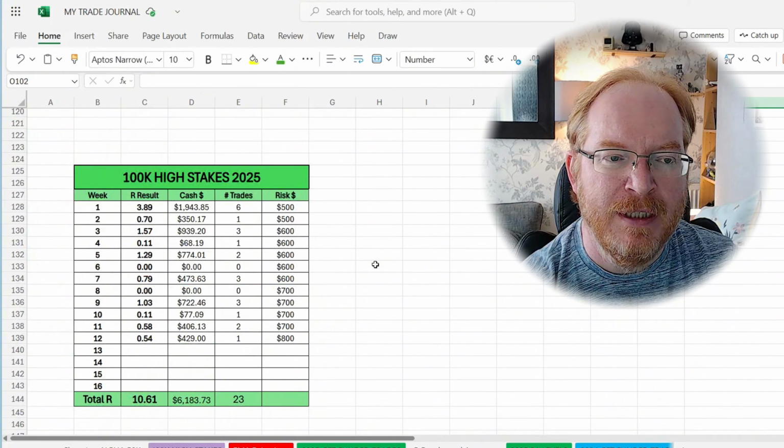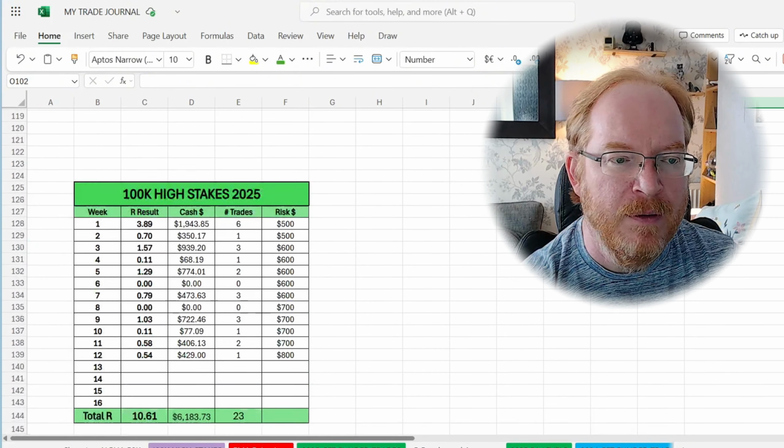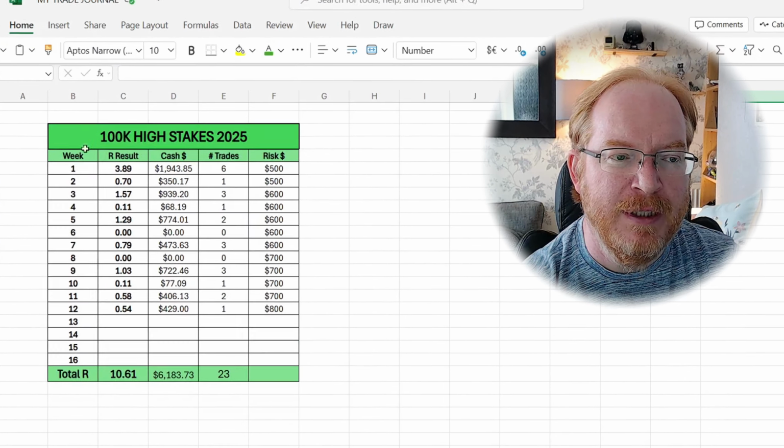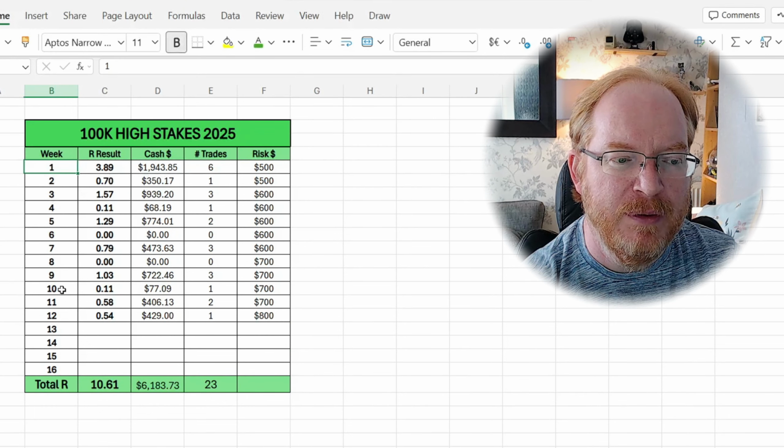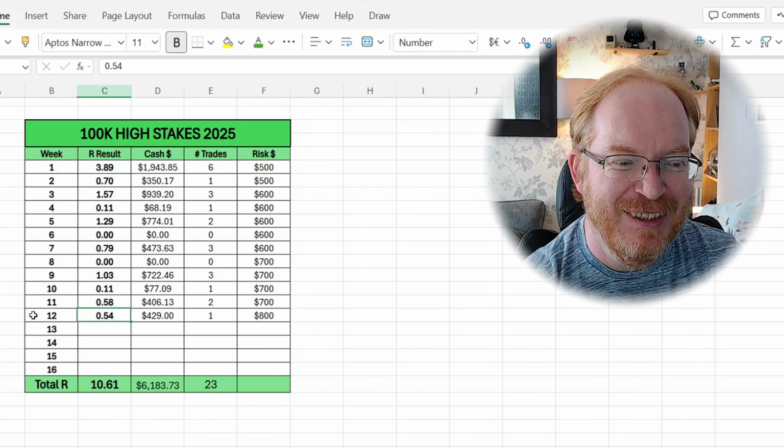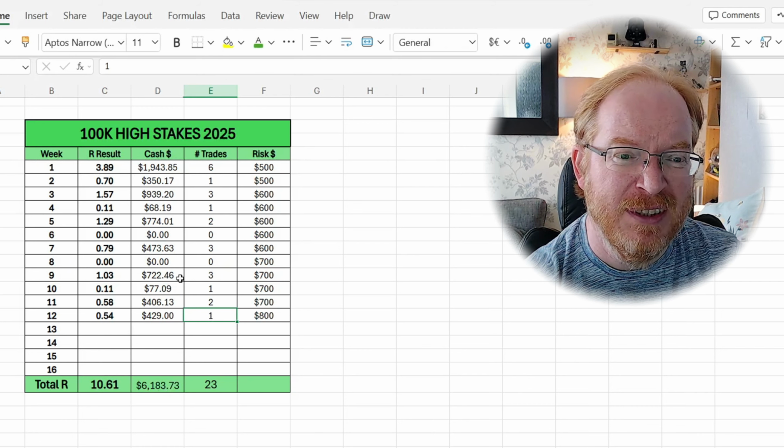Scrolling down, you can see the totals as we add them up here. So week 1, week 2, 3, 4, 5, 6, 7, 8, 9, 10, all the way to 12. This is the week we've just done, week 12. And again, there's the value, there's that value. There's nothing else to show really.